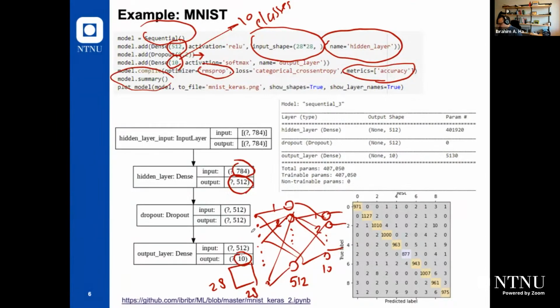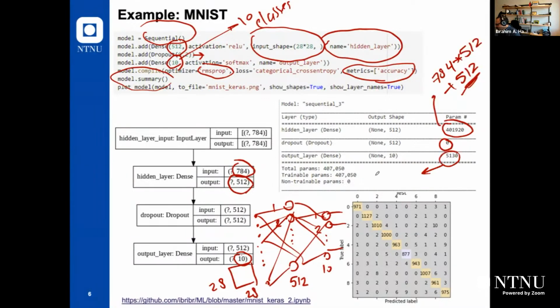The output layer will consist of 10 neurons, and the number of inputs will be 512. So if you want to calculate the number of parameters for the first dense layer, it will be 784, which is the number of inputs, multiplied by 512, plus 512. This plus 512 is the bias. So in this case, we have this number of weights, and this is the number of biases. Of course, the dropout layer does not have any parameters.